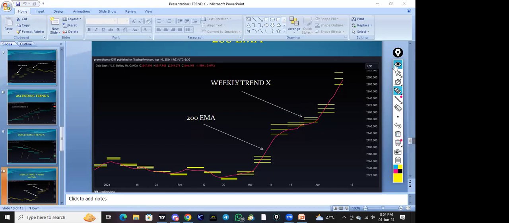So no need to use the 200 every single time. Only when the market is coming in reverse. If we are above the weekly and the market is coming back near trend X, at that point I'll see where the 200 moving average is. This is the 200 EMA. Okay. Perfect.